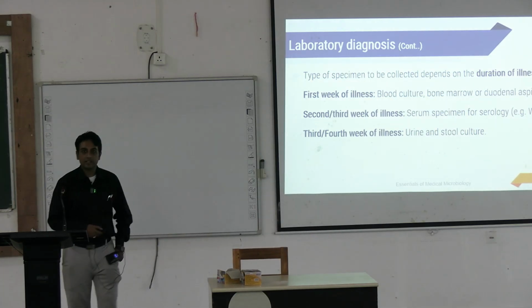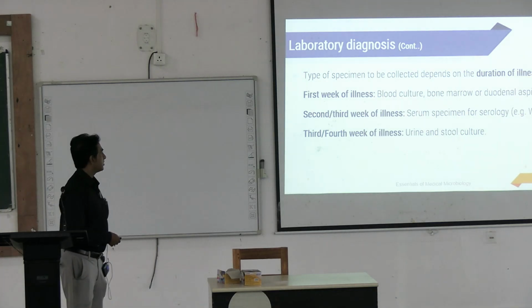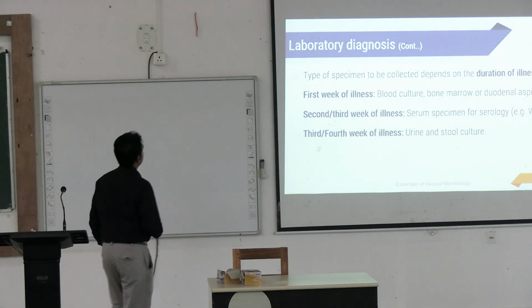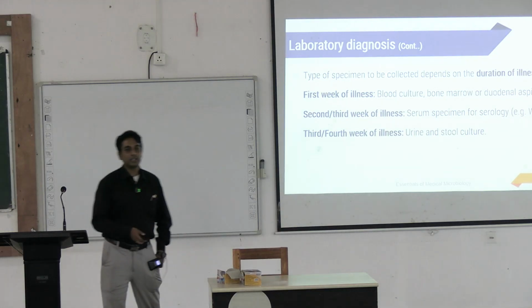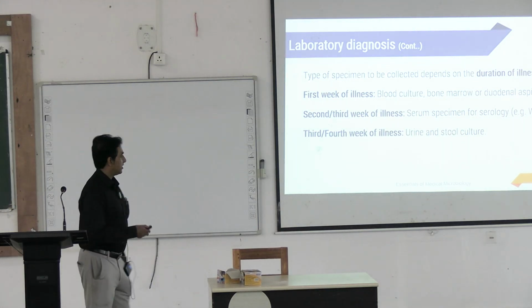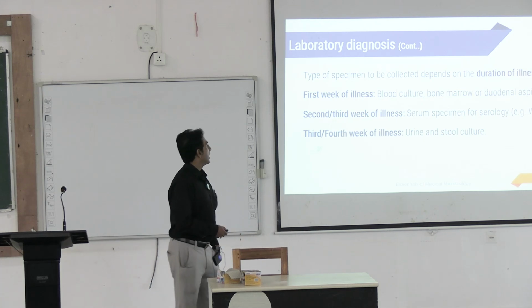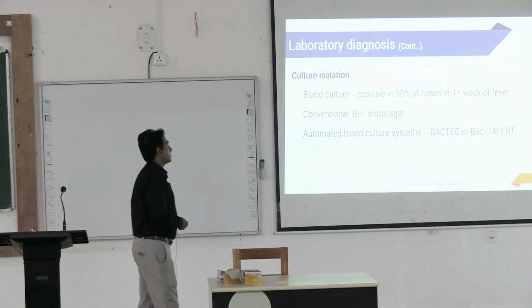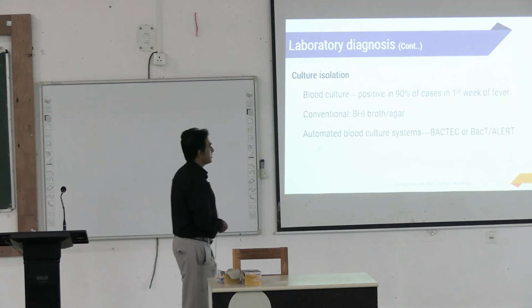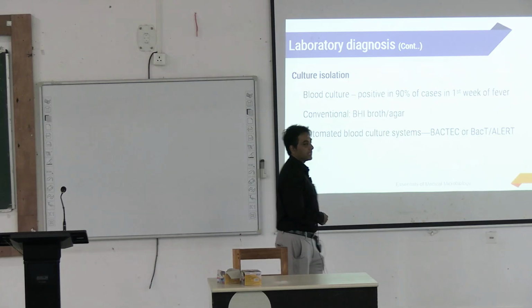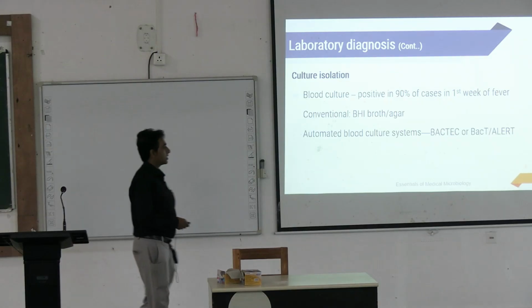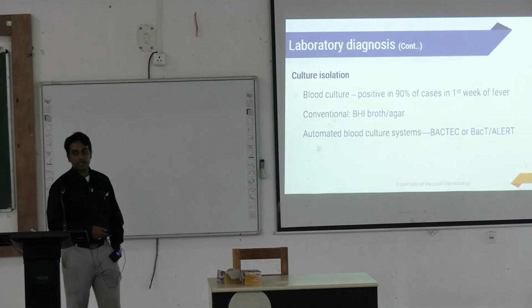So, first week of illness, blood culture, bone marrow or the duodenal aspirate. Mainly blood culture is done because in very few centers we will have bone marrow or duodenal aspirate culture facilities. And in the second week, serum specimen for serology like the Widal test, and third and fourth week a stool and urine culture. The blood culture is positive in 90% of the cases in first week of fever. It is done in conventional brain heart infusion broth or agar. Automated blood cultures like Bactec or BacT/Alert are also used.